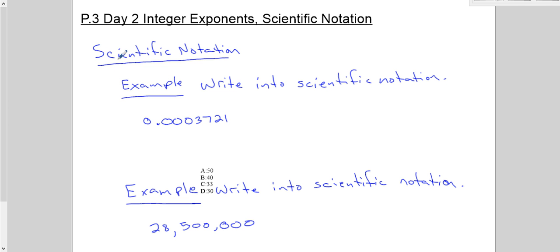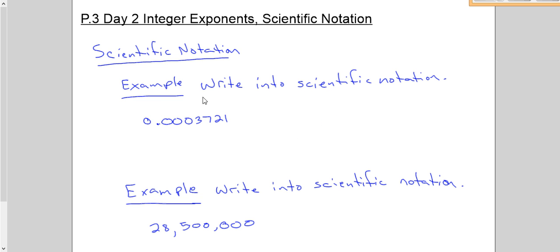Chapter P.3, Day 2 of Integer Exponents and Scientific Notation. Scientific notation: we are moving the decimal and writing this so that it has a number times 10 with an exponent.